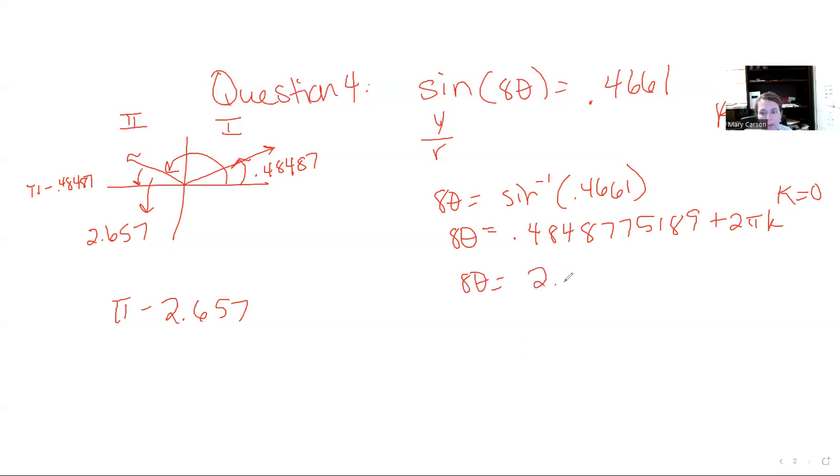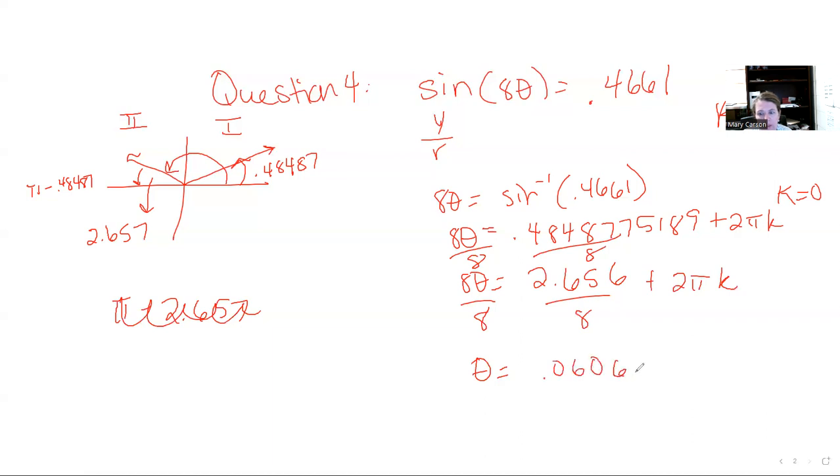So this will be 2.656 plus 2 pi k. And then the last thing you would do is you would divide by 8, and you end up with theta equals 0.060609, and you can round that to whatever the question asks. And this one will be 0.332.